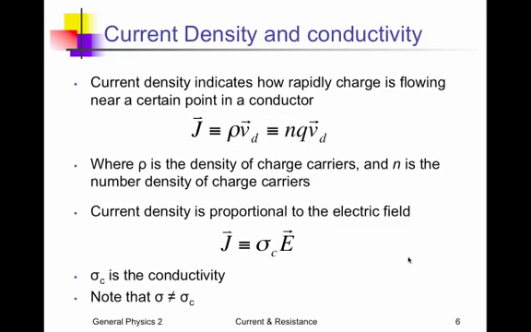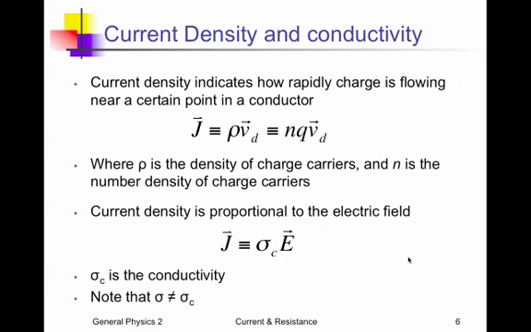I'll talk a little bit about current density and conductivity. So current density tells us how fast charges are flowing by, if we consider how many charges are flowing by and how fast they're moving by at a certain point. That gives us an indication of current. And so that depends on the number of charge carriers, the charge of the carrier, and the drift velocity. And the current density is proportional to E.